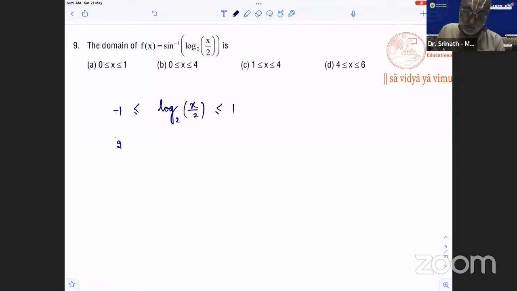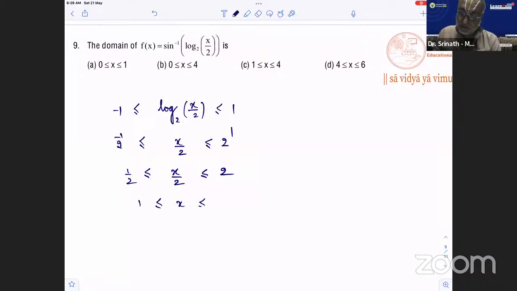That means 2 to the power of -1 is less than or equal to x by 2, which is less than or equal to 2 to the power of 1. Raising throughout to the power of 2, 1 by 2 is less than or equal to x by 2, less than or equal to 2. So you get 1 less than or equal to x, less than or equal to 4. So straight away, you can conclude the answer is C. I hope you have followed this.